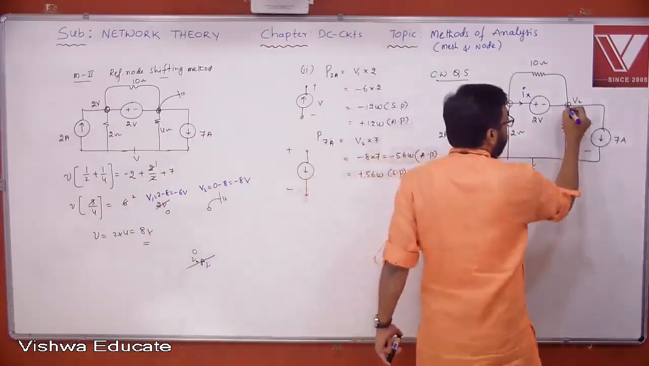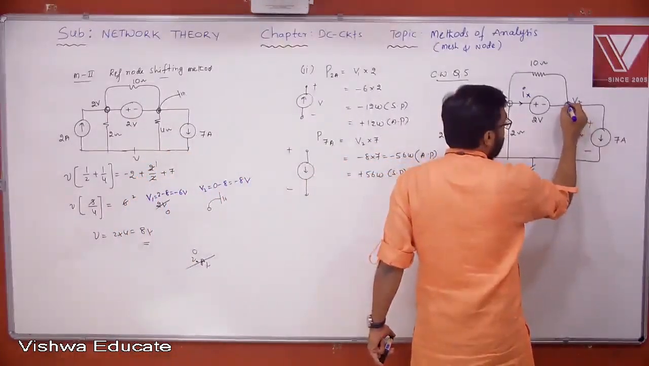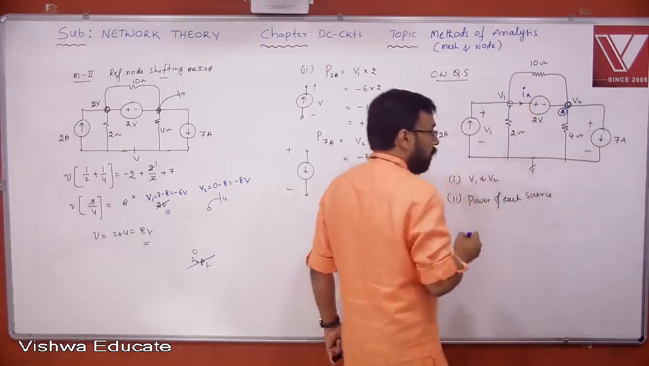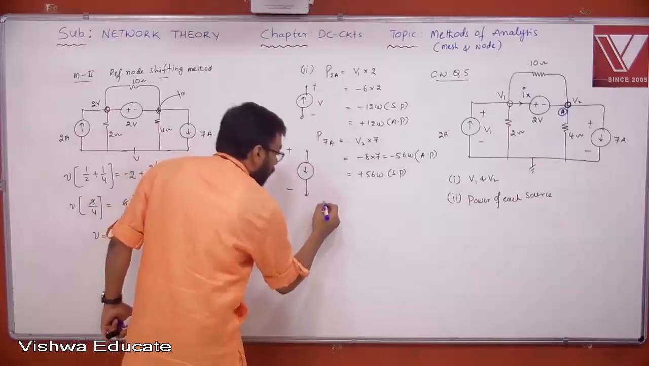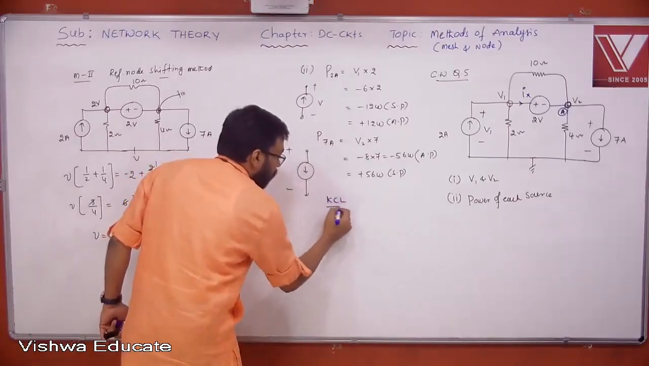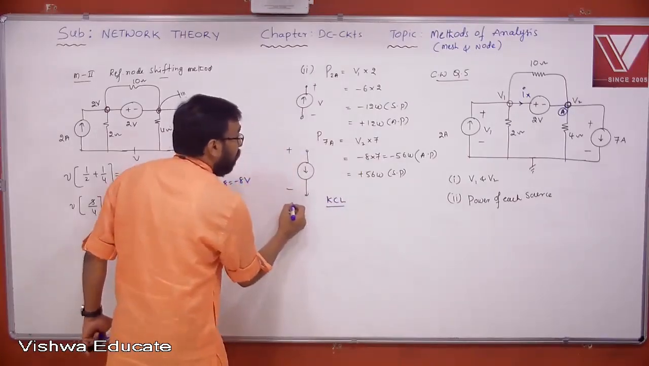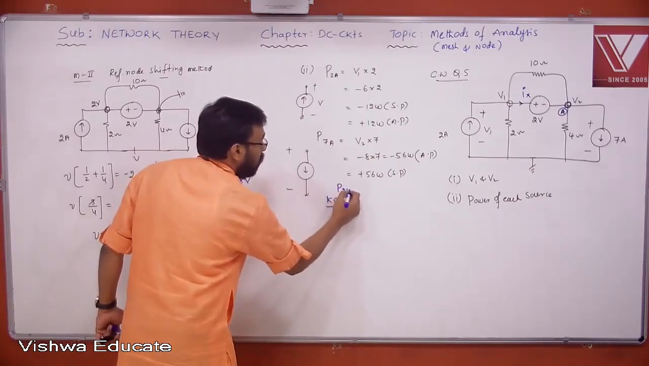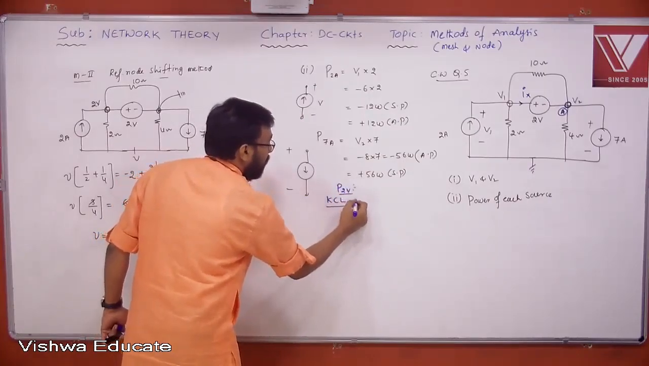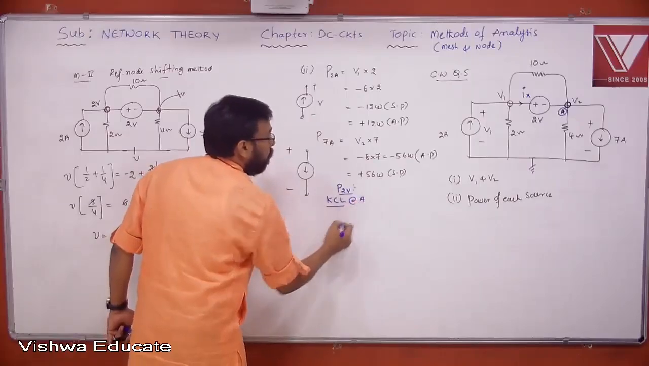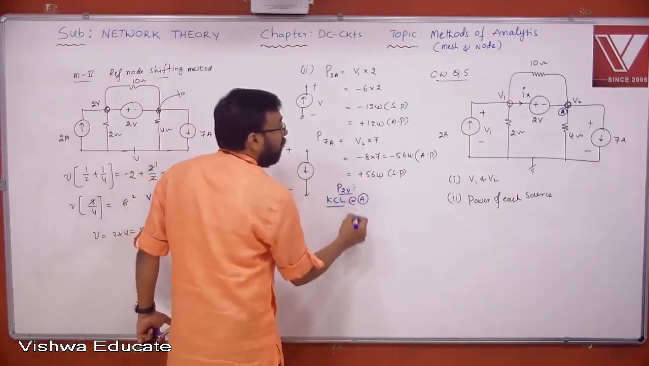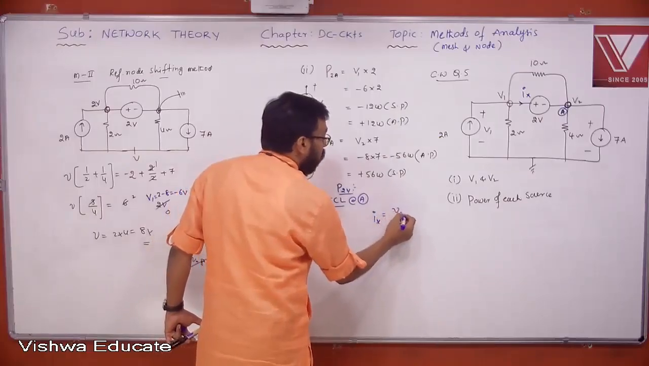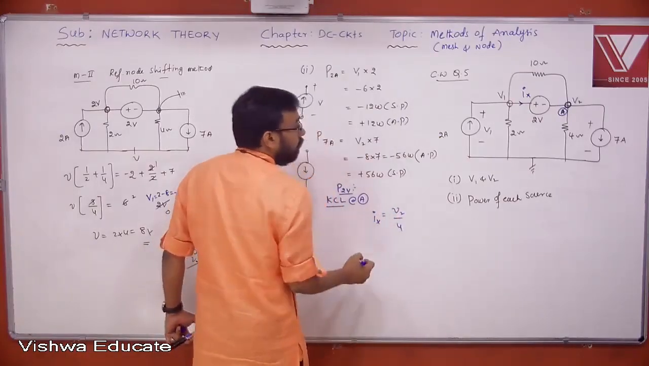Now let us apply KCL either at this node or at this node. Doesn't matter, anywhere is okay. Now if I apply KCL, this is actually the procedure for finding the power of 2 volts. Okay, we are applying KCL at node A. That Ix is actually entering and V2 by 4 is leaving, plus 7.